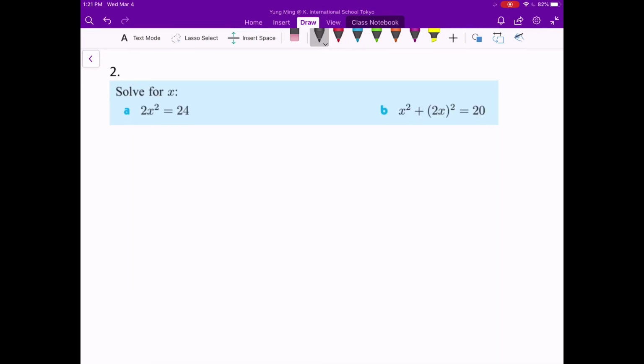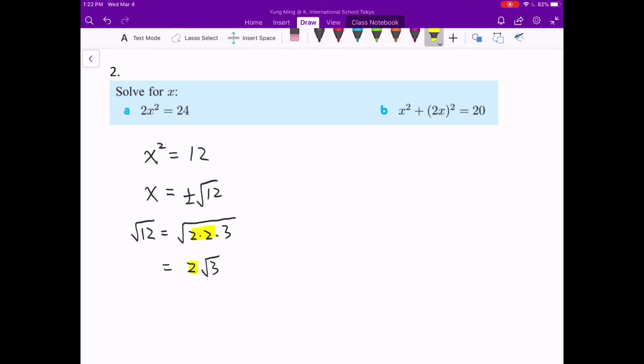Now the last question. Still a little bit of algebra over here. First of all, we divide by 2 on both sides. We have x squared equals 12. x is equal to plus or minus square root 12. You probably need to do a little bit of math with the square root 12 over here. You realize that this is equal to 2 times 2 times 3, right? 4 times 3. You can take the couple out over here, so this is going to be 2 root 3. This 2 represents the couple that used to be inside. So in this case, your x is equal to plus or minus 2 root 3.